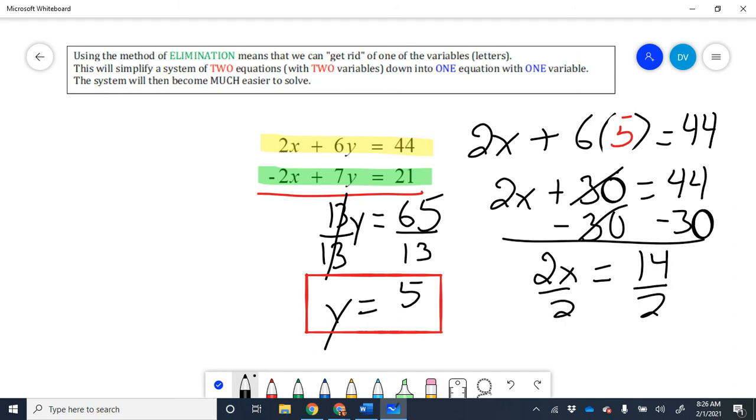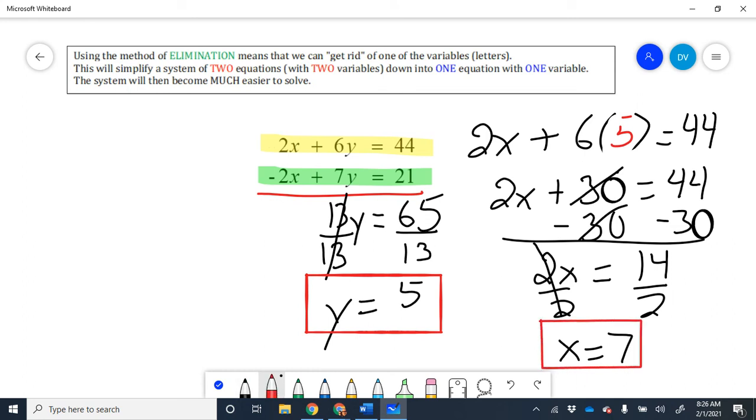What will we get when we divide by 2? On the left side, the 2's cancel and we get x by itself. And 14 divided by 2 is 7.